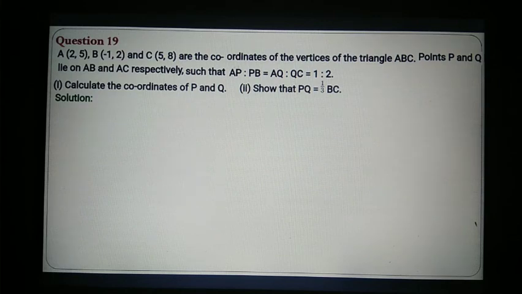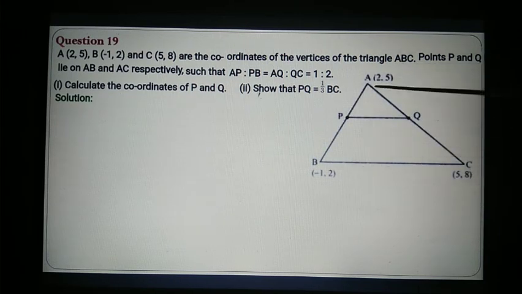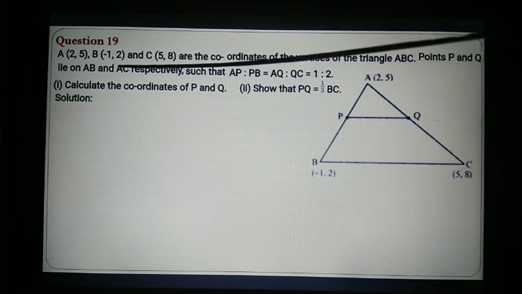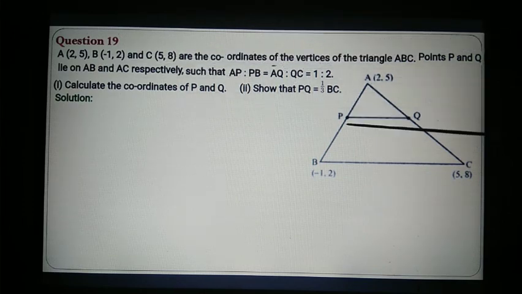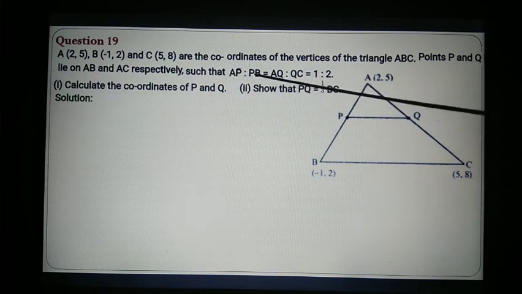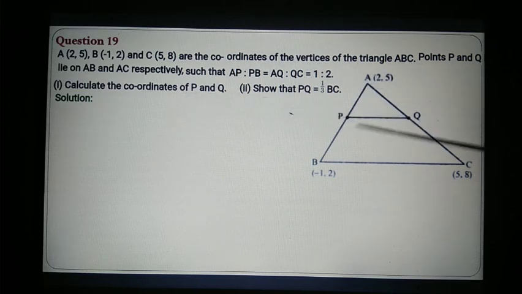Okay, next one. So A, B and C are coordinates of vertices of a triangle ABC. So let me draw somewhat like this. So A, B and C are vertices of a triangle. P and Q lie on AB and AC. So P lies on AB and Q lies on AC, such that AP is to PB and AQ is to QC are both equal to 1:2. So you need to find the coordinates of P and Q.